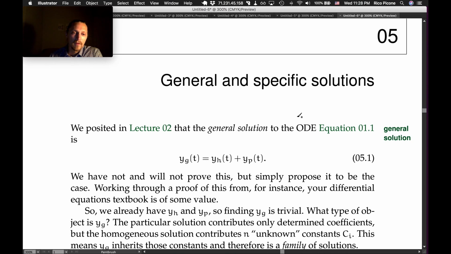We have not, and we will not prove this, but simply propose that it's true, and use it. Working through a proof of this from, for instance, your differential equations textbook is of some value, so I do recommend doing that. You may have already seen it and you may be comfortable with it, but if you're not, you might consider going back.